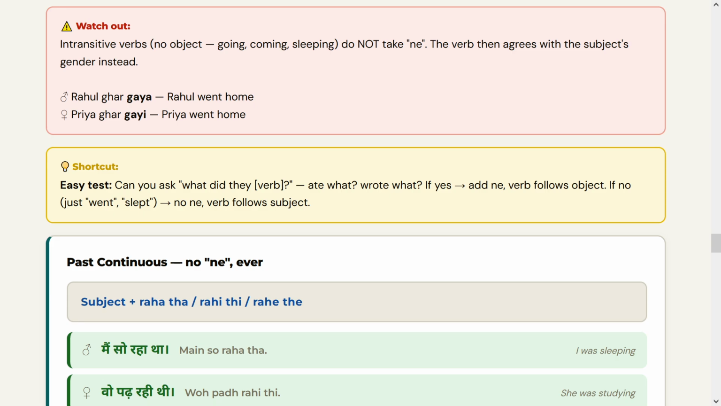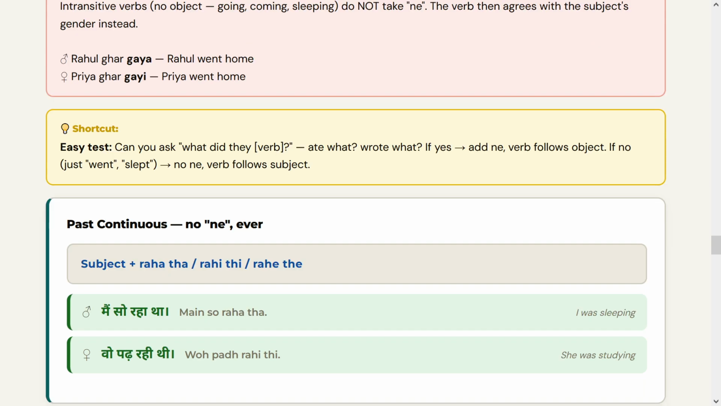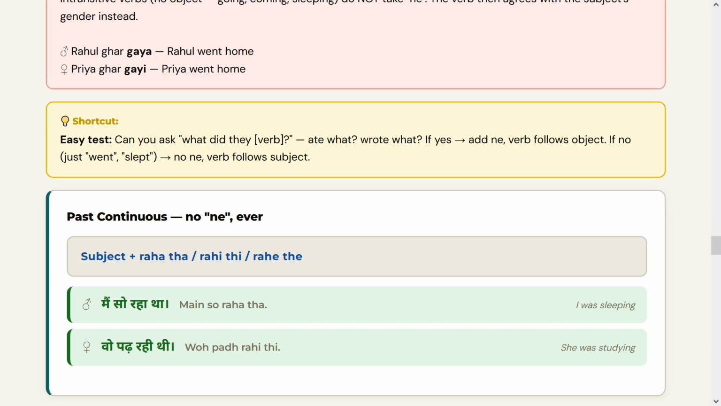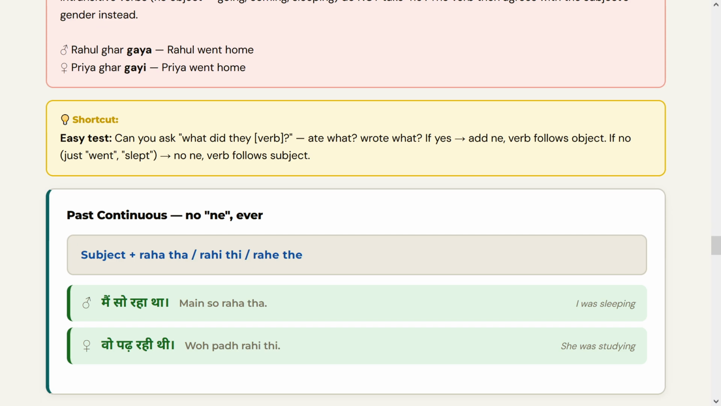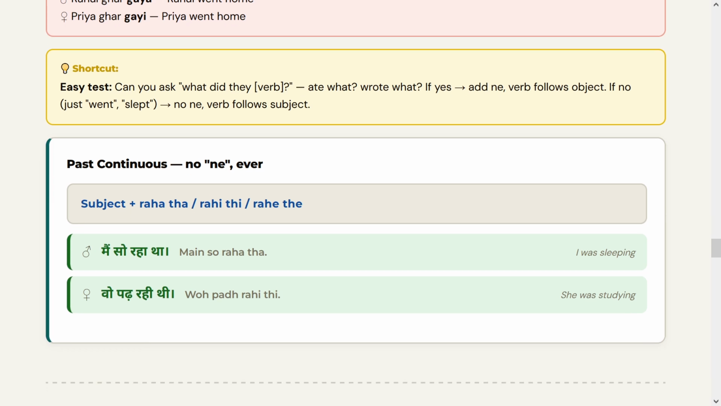Rahul ghar gaya. Rahul went home. No ne. Verb follows Rahul, male. Priya ghar gayi. Priya went home. No ne. Verb follows Priya, female. Easy test before you speak: what did they do it to? Ate what? Wrote what? If yes, ne goes in. Verb follows the object. If no, just went, just slept, no ne. Verb follows the subject.